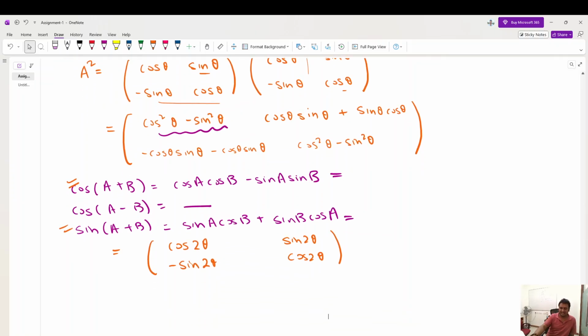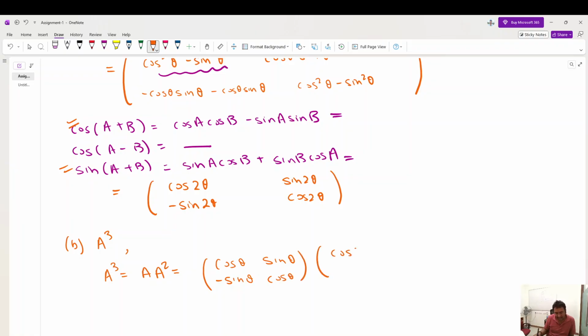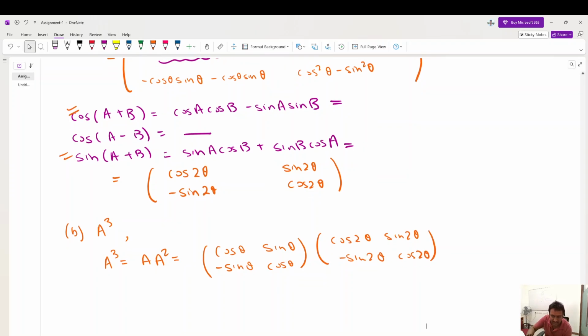So I will be using these identities now. Let us see what is A cube. A cube will be A into A square. What is A? Cos theta, sine theta, minus sine theta, cos theta. And you have already computed this: cos 2 theta, sine 2 theta, minus sine 2 theta, cos 2 theta. Okay, very nice. Let us see what it is.